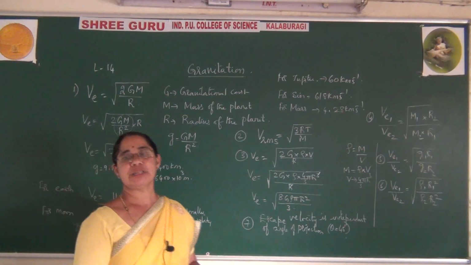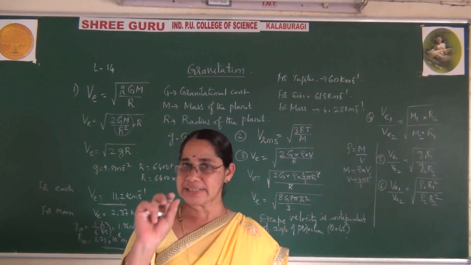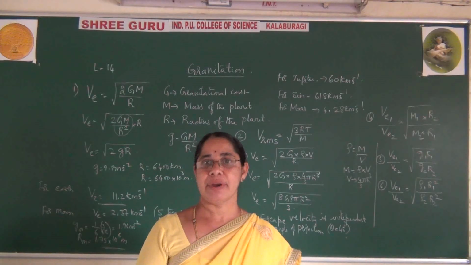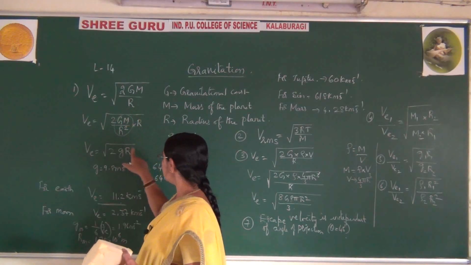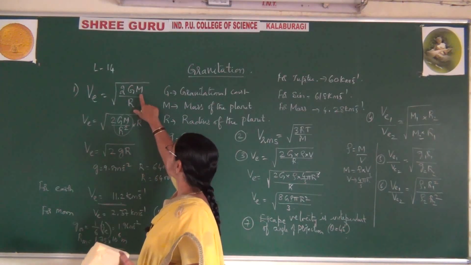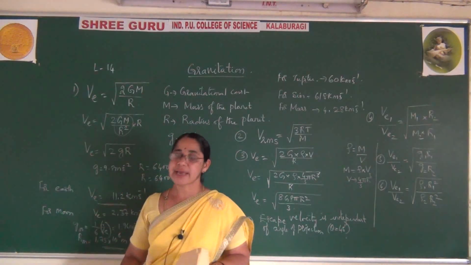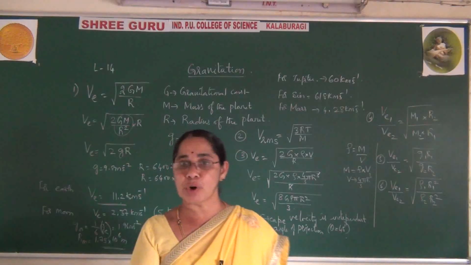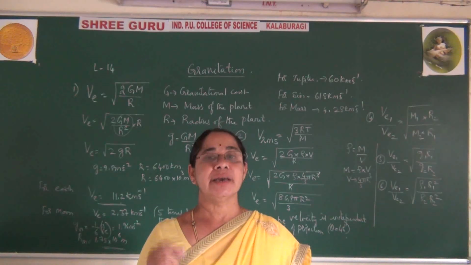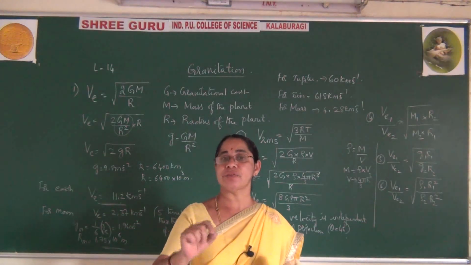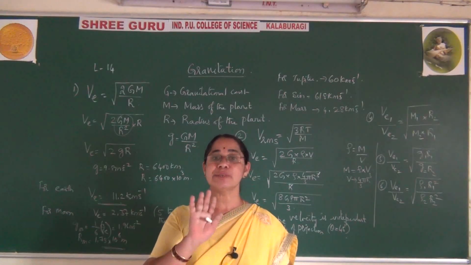Okay, one more point I want to say. If an object is thrown from the surface, as I said yesterday, it will have some mass, represented by small m. But remember, nowhere in the formula do we get a small m. This capital M represents the mass of the planet, and this is the radius of the planet. So you are ready to say it does not depend on the mass of the body, the mass of the object. Escape velocity is independent of the mass of the particle. It does not depend on small m.